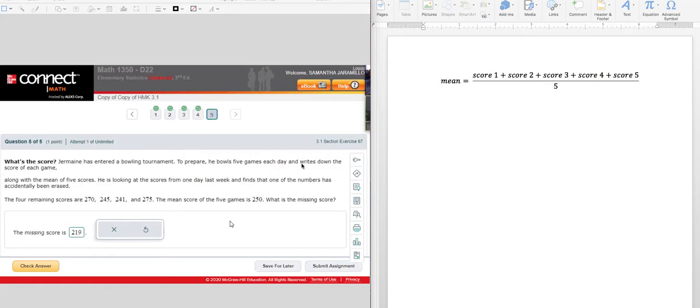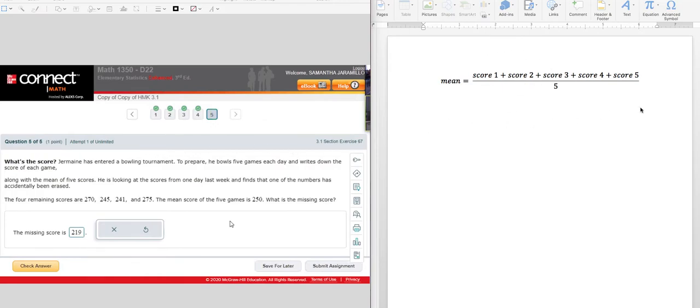He's bowling 5 games each day, writing down the score of the games. And so he finds that one of the numbers has accidentally been erased, but he has the other 4 scores and the average that he already calculated. And so we're supposed to find the missing score. Now, with this situation, there's not a way to do it using the calculator shortcut for finding the mean. So you have to go back to the actual equation for finding the mean.